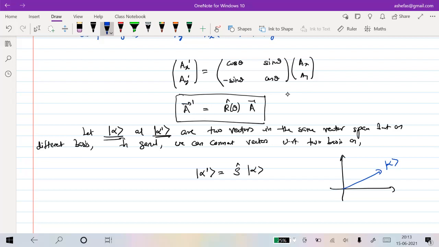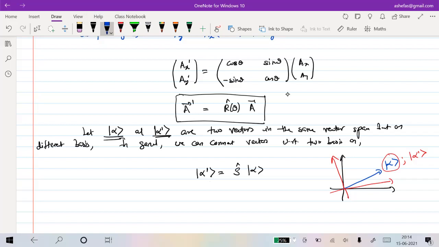So this vector alpha we can represent on unprimed basis and primed basis. So the components of vector alpha and vector alpha prime can be connected in this particular way. Okay, now let us perform some operation on vector alpha, and that operation I am going to represent by some other symbol.